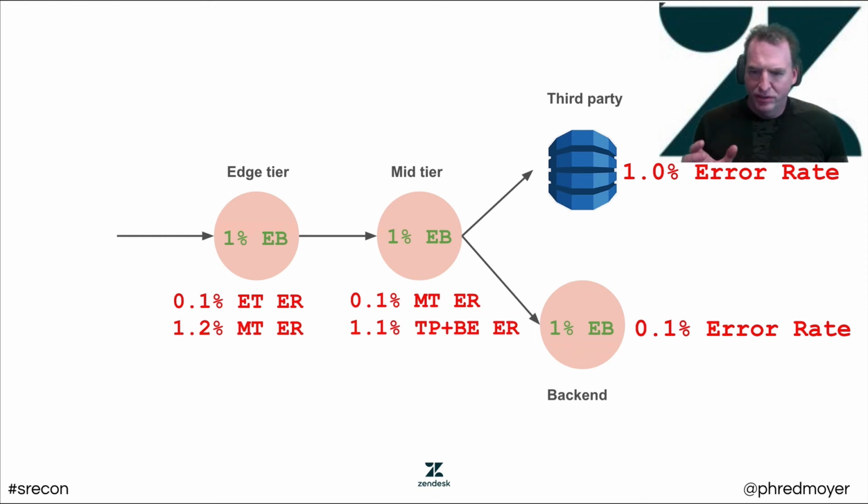0.1% from its own internal reliability issue, and 1.1% from the backend contributed issues, which exhausts the mid-tier service's error budget. The edge tier sees a total error rate of 1.3%, and it exhausts its own error budget as well. Now, without tracking dependent service error rate contributions to error budgets, we don't know where to prioritize the reliability work. But here, the responsibility of improving reliability is clearly with the mid-tier service owners.